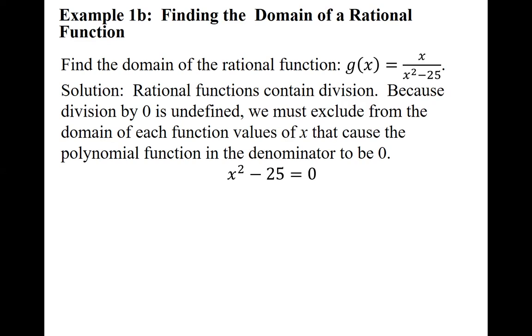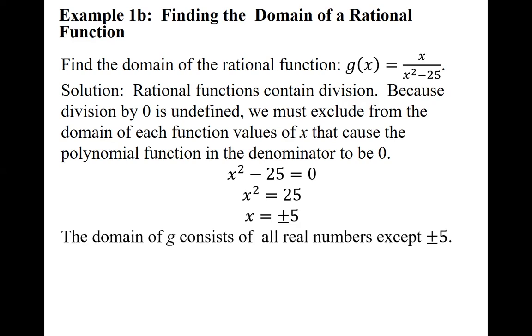Or we could use the square root property, add 25 to both sides, take the square root of both sides, being careful that we know that the square root of 25 is plus or minus 5. So the two values we can't have are positive and negative 5. The domain would be all real numbers except those values. So in set builder notation, we could say the set of all x such that x doesn't equal negative 5 and x doesn't equal positive 5.